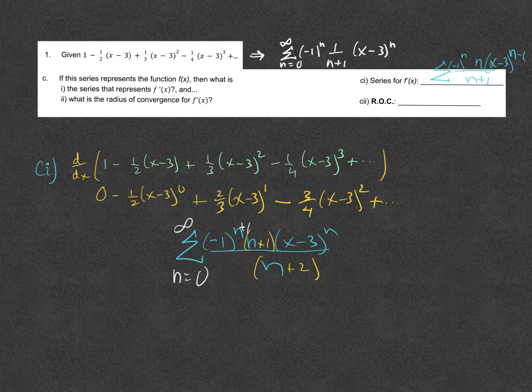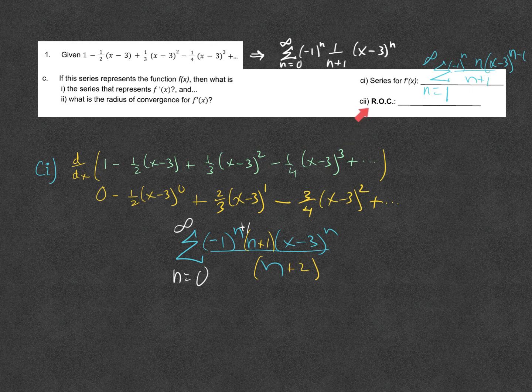But now our indices would be a little different. So n would start at 1. So when n is equal to 1, we have a negative 1 over 2 times (x minus 3) to the 0, which is just negative 1 over 2. So either of these answers work great.